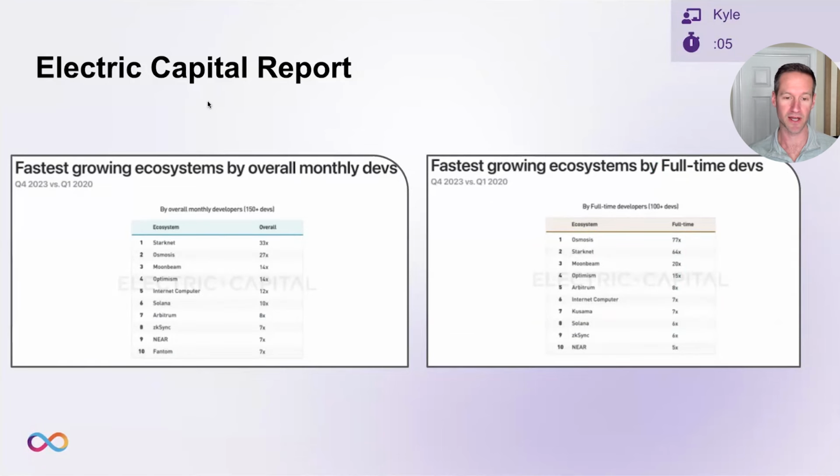You can see the company we keep, right on top of Solana, Arbitrum, Near. So I think we've got good company around us and we're right on top. I think that's very positive. And then the same story for specifically full-time developers. So these were two really good money slides for us. If we go to the next slide.